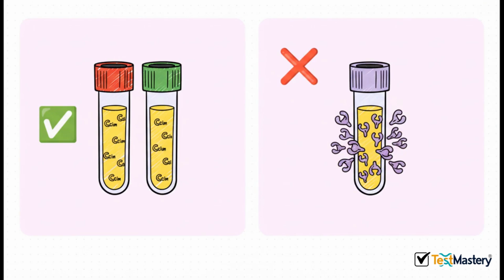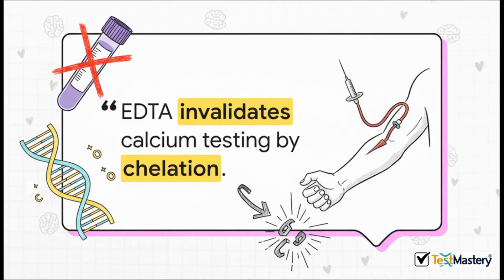This is a classic exam question, so listen up. You can never, ever, ever use a lavender top tube for a calcium test. So why is that? Well, the additive in that tube, EDTA, works by binding to calcium. It literally pulls it out of the sample, which will make the test result falsely low and completely useless to the doctor.